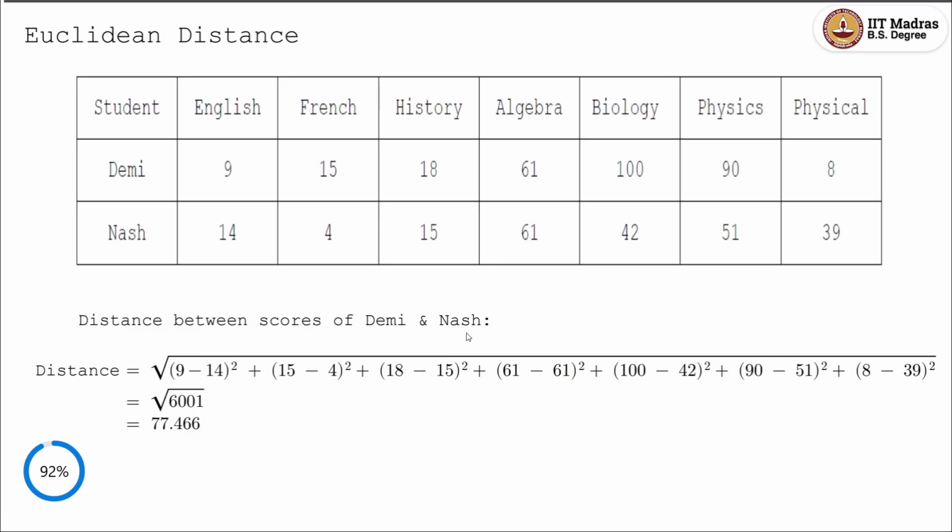of Demi and Nash. So now with this, we'll go ahead and see the implementation of the k-means algorithm in the next video. Thank you for your time.